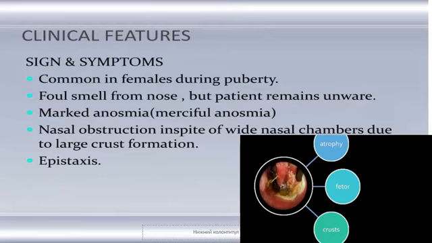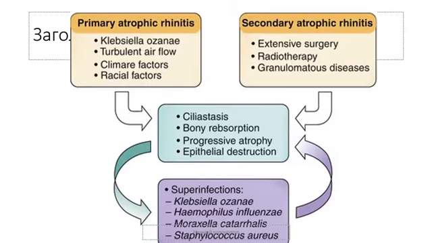The symptoms: it is common in females and happens during the puberty period. There is a foul smell from the nose, but patients remain unaware. There is marked anosmia, and nasal obstruction in spite of wide nasal chambers due to large crust formation, and sometimes epistaxis occurs. Primary and secondary atrophic rhinitis lead to ischemia, bone resorption, progressive atrophy, and epithelial destruction.